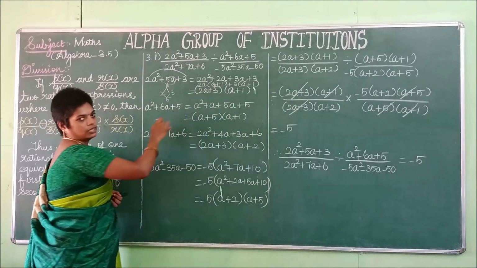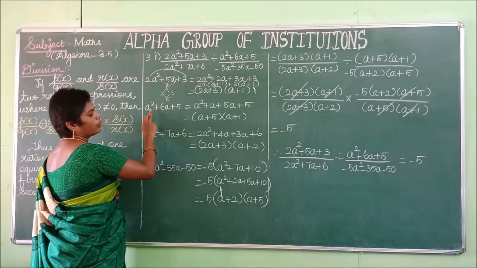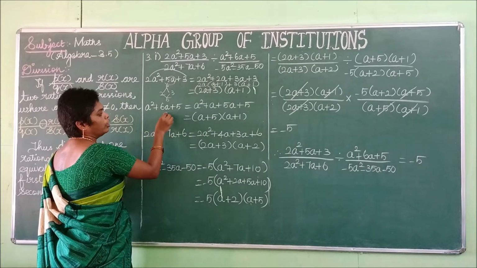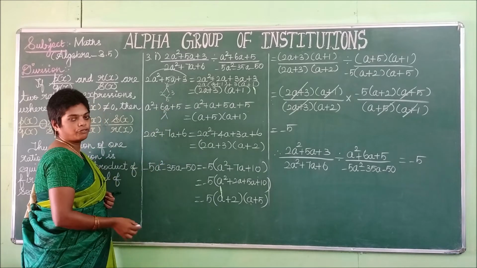2a plus 3. Listen, for the second term, I am taking the second term, a squared plus 6a plus 5. If you multiply, you get two numbers whose product is the value 5.